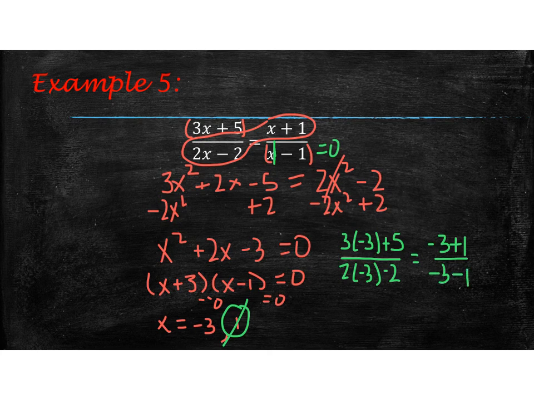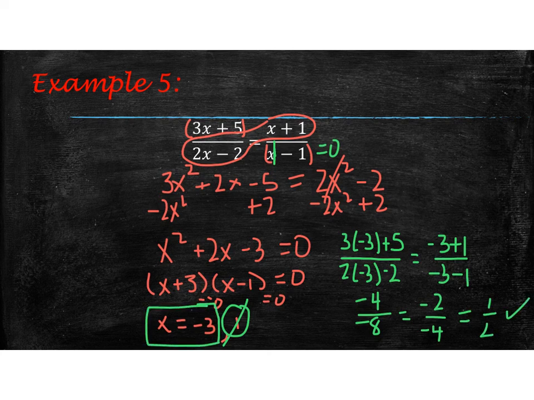So 3 times negative 3 is negative 9. Negative 9 plus 5 is negative 4 over 2 times negative 3 is negative 6. Negative 6 minus 2 would be negative 8. And then we'd have negative 2 over negative 4. Now, both of those do reduce down to 1/2. So negative 3 would be your only solution.